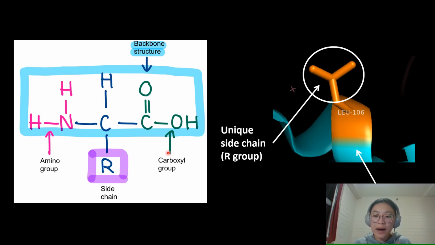However, they differ by the side structure, also known as the R group. The R group of different amino acid residues can interact with each other to form the 3D shape of a protein, which will be discussed later in this video.